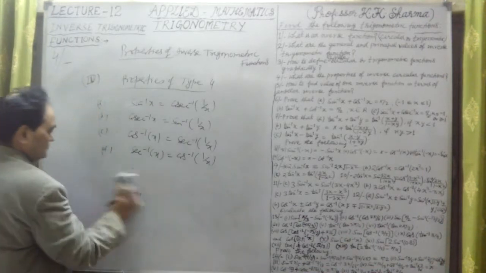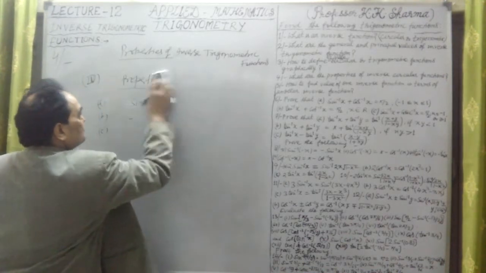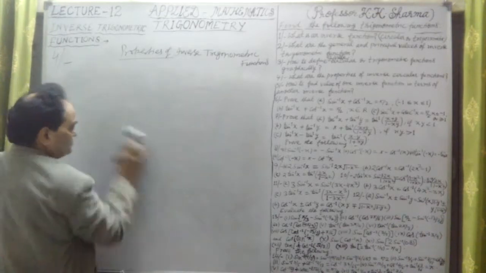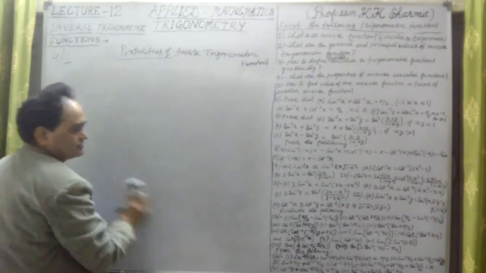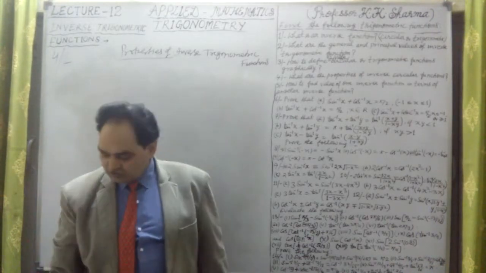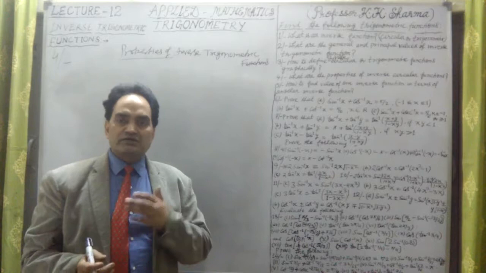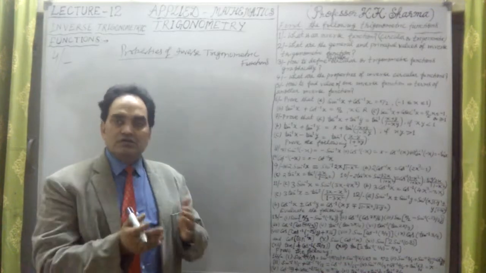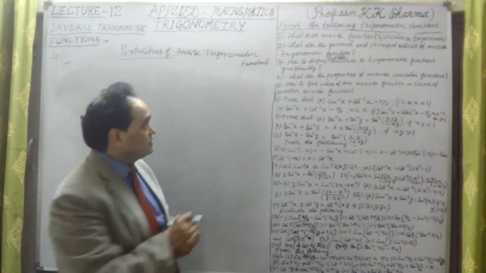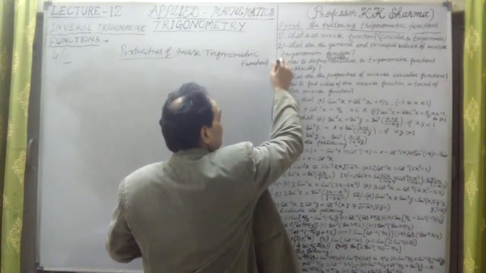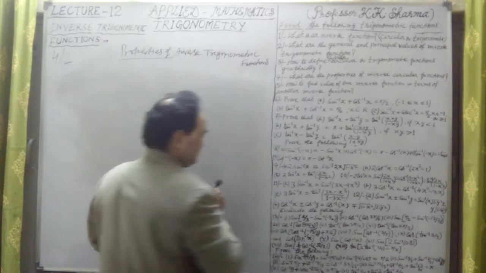Let me take the next, 5th type of properties. All these properties you can find in a number of books. I've taken all these queries from the student side, so I've divided them into categories. I've taken all of them in the same type of properties, in categories. This is type 4 property. Let me take now type 5 properties.